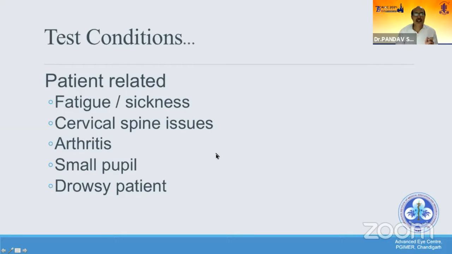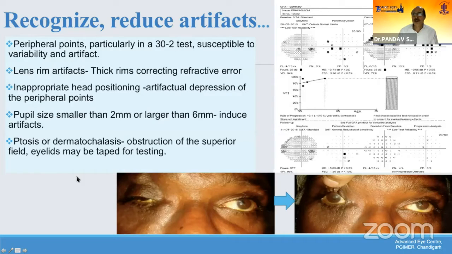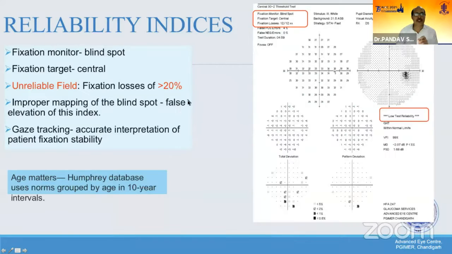The test conditions again should be monitored, like if the patient is not well or fatigued, or there is cervical swelling, because there are elderly patients and they might have other issues as well. So that should also be factored in. And finally, we recognize and minimize the artifacts. The patient has ptosis, or has a very small pupil, or there's a cataract or corneal opacity, or an uncorrected refractive error. All those factors can produce artifacts, and they would interfere with the visual field assessments later.